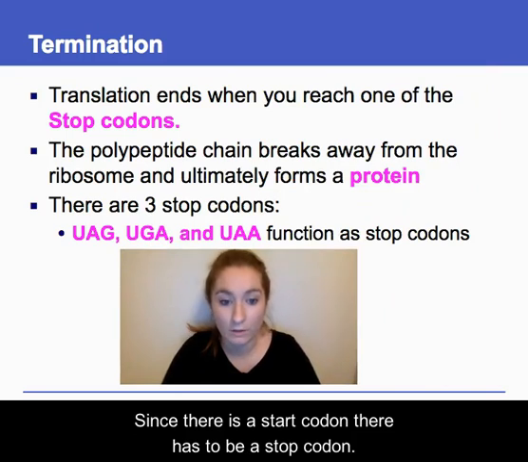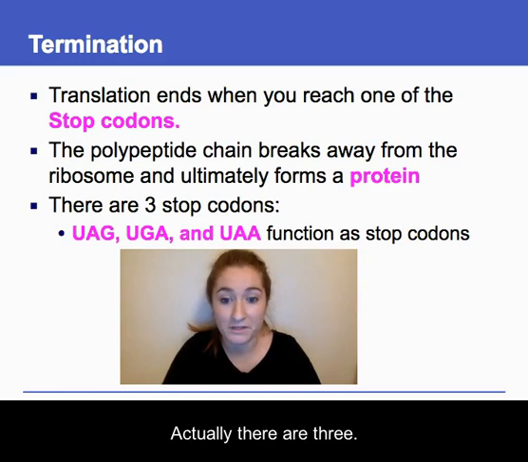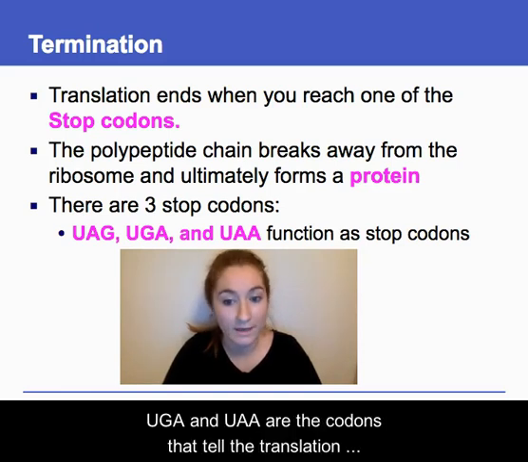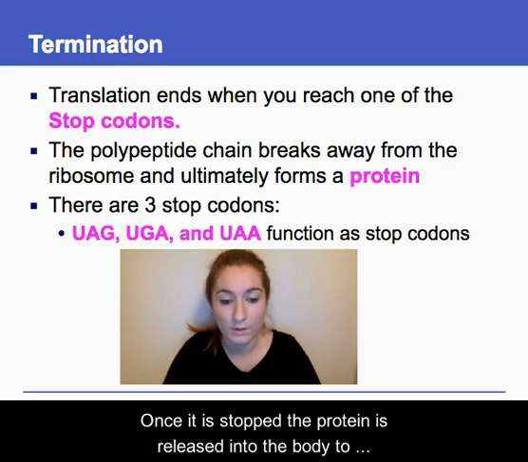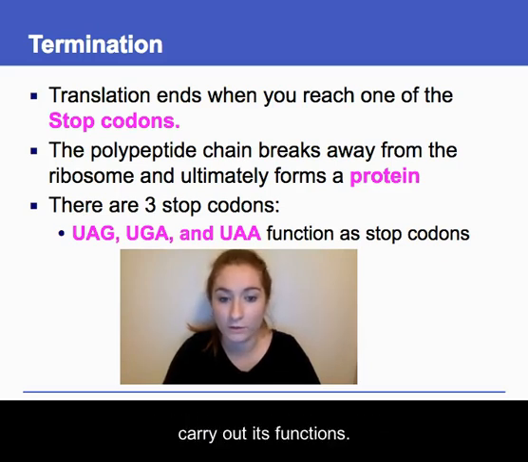Since there is a start codon, there has to be a stop codon. And actually there are 3. UAG, UGA, and UAA are the codons that tell the translation process to stop. Once it is stopped, the protein is released into the body to carry out its functions.